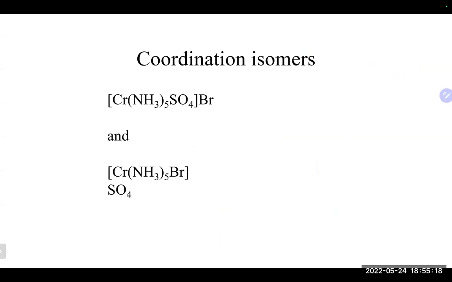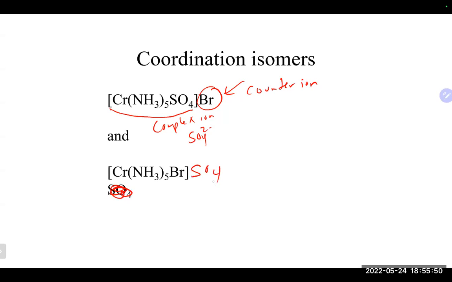So let's take a look at some of these isomers and some of the differences here. These are coordination isomers. The main difference here is they have exactly the same guys: 1 chromium, 5 NH3, a sulfate and a bromine. But in the first case, the sulfate is attached directly to the metal in the complex ion, and it is the bromine which is the counter ion in the first guy. Now, different to that, this is our complex ion here.